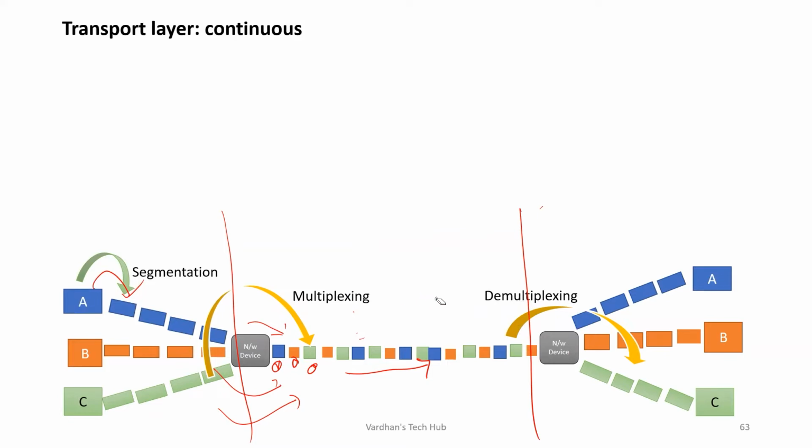Whatever data is received at the destination has to be distributed to A, B, C separately, right? The process of distributing one data stream into multiple data streams is called demultiplexing. Clear? So again, the data is divided into segments, the segments are transferred over the medium and received here, and this data will be reassembled to A. This is what happens in the transport layer.